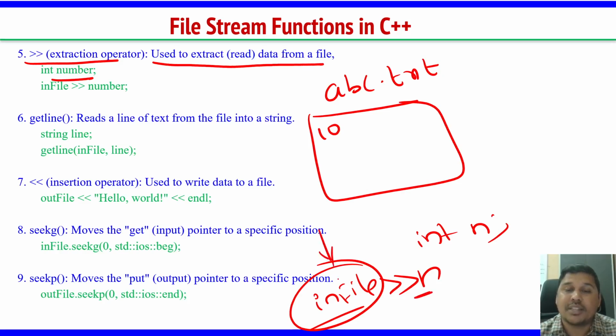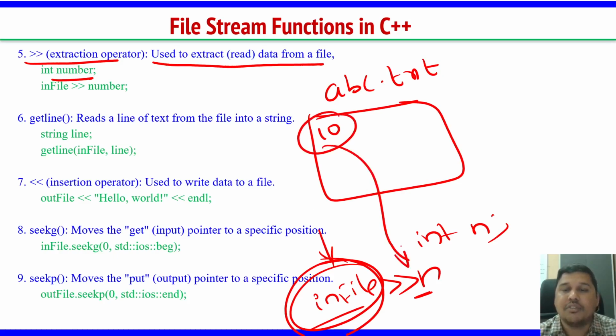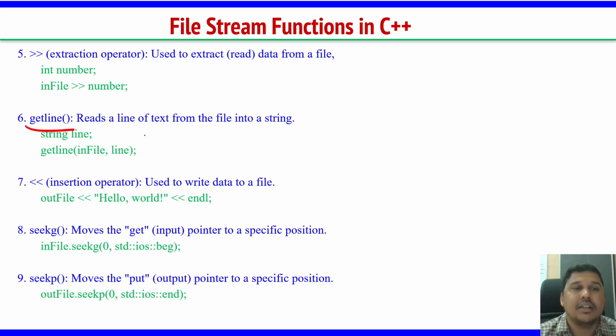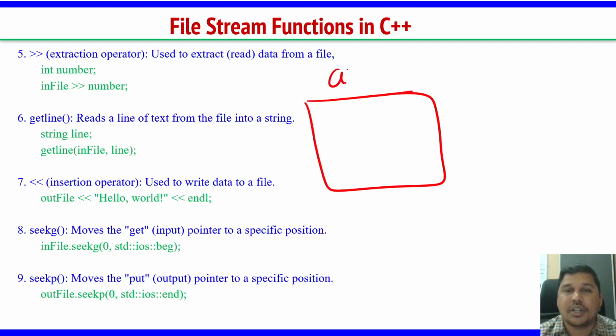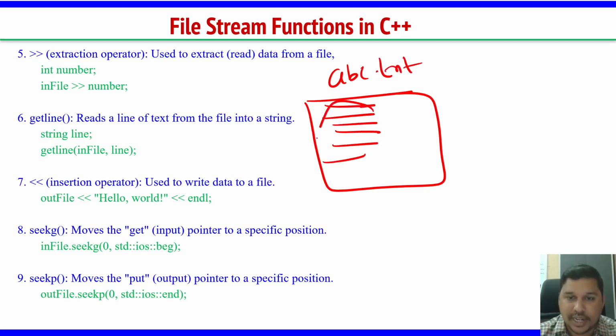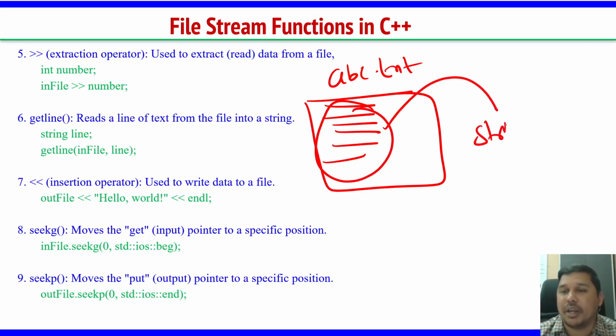What is the purpose of this extraction operator here in files? Using this object infile, whatever content is there in that file, I am copying into the variable n. In the same way we have another thing, getline. It's used to read a line of text from the file. This file abc.txt has so many strings in it. I want to read everything into a string variable and then display it on the screen.